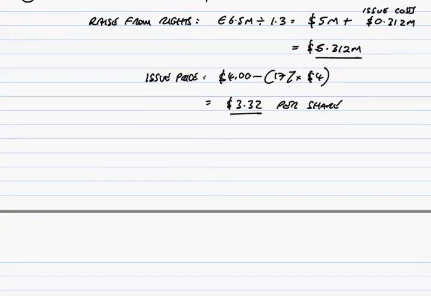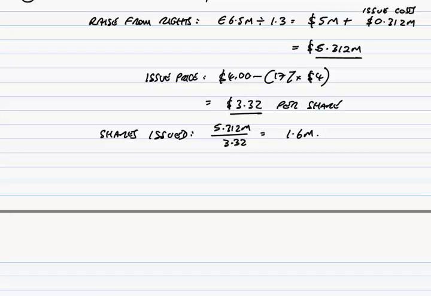And so, how many shares are we going to issue? We're going to raise 5.312 million. It's $3.32, the issue price, and so the number of shares we'll be issuing is 1.6 million. Which is a nice number, which gives me some confidence that we're going the right way.